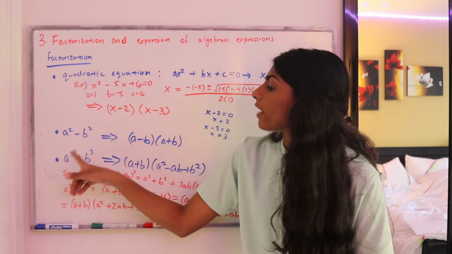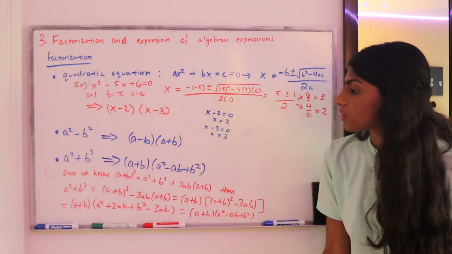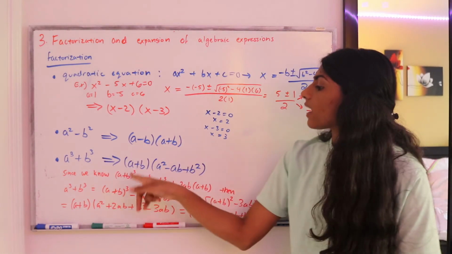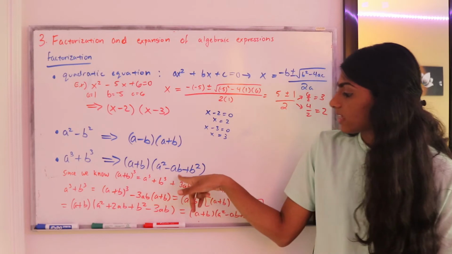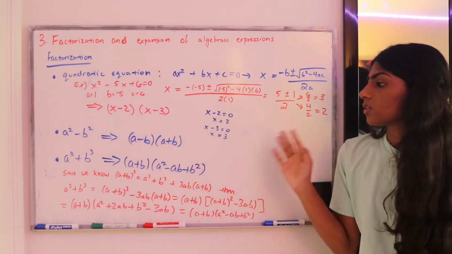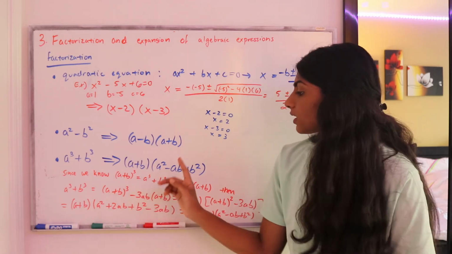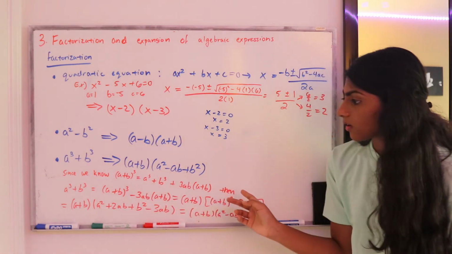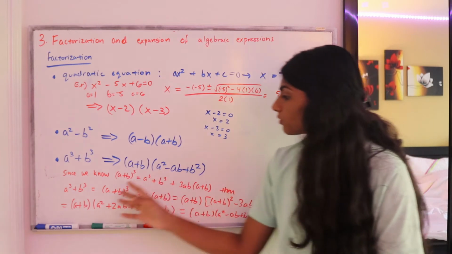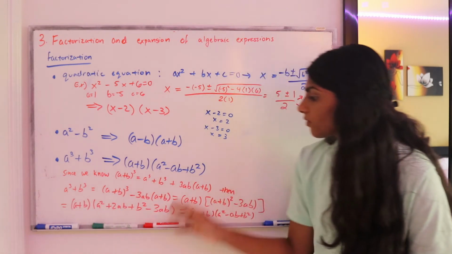Alright, so next let's look at this factored form. A to the third power plus b to the third power. So the factorization for this is a plus b times a squared minus ab plus b squared. So the reason we know this is because we know that a plus b cubed is equal to this form right here. So what we're doing is just moving the form around and making sure it works for this form.